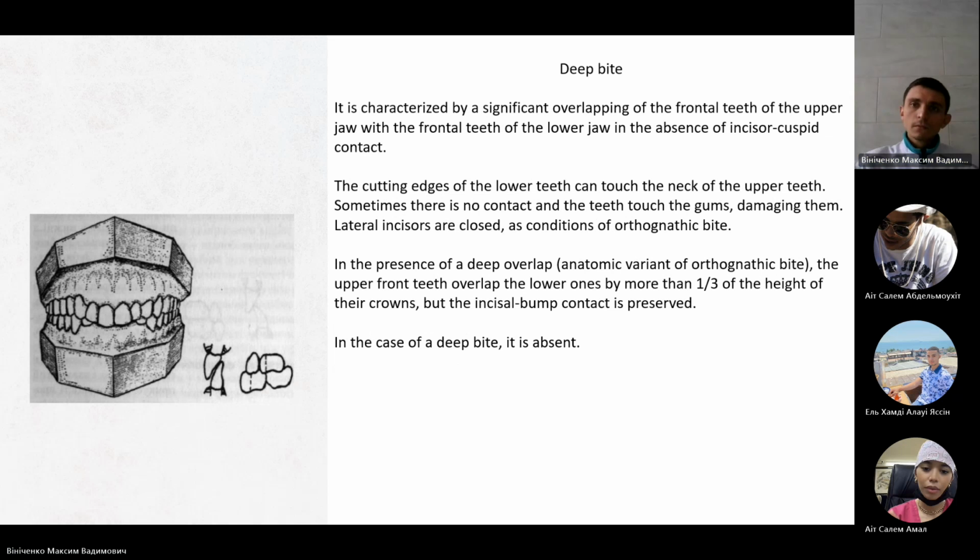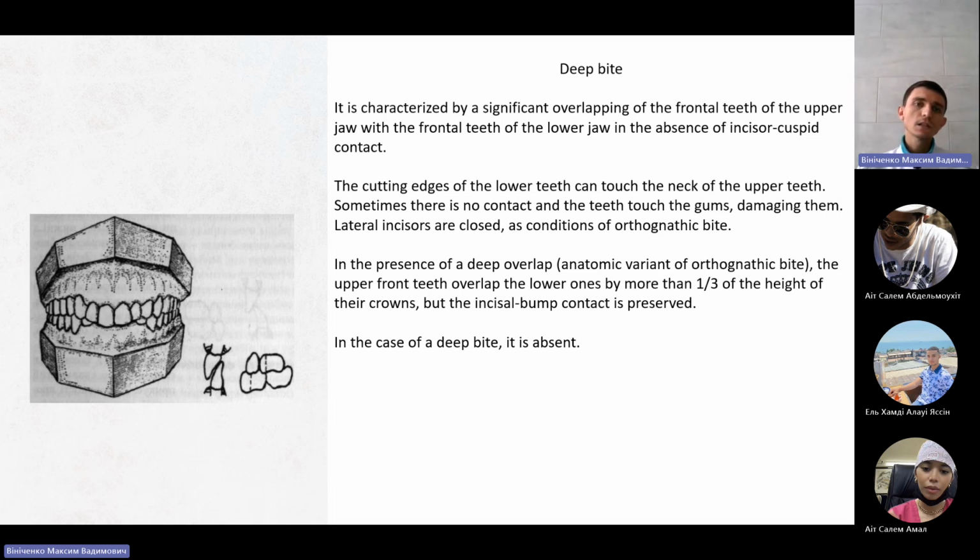Deep bite. Deep bite is characterized by a significant overlapping of the frontal teeth of the lower jaw by the frontal teeth of the upper jaw, in the absence of incisor-cuspid contact. The cutting edges of the lower teeth can touch the neck of the upper teeth. Sometimes there is no contact between the teeth, and the teeth touch the gums and damage them.